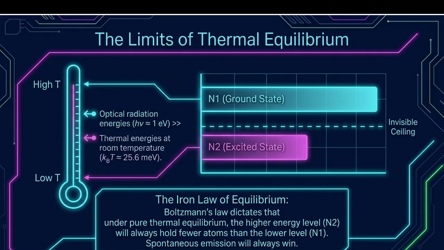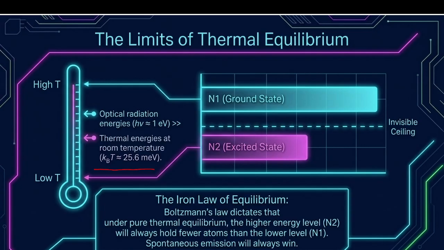And talking about the limits of thermal equilibrium, when we are talking about the temperature, if you are increasing the temperature, then the N1 ground state population will be higher. Optical radiation engineering: this is the thermal energy at room temperature, 25.6 milli electron volt, and the optical radiation energy h nu is equal to 1 electron volt. So N1 is the ground state, N2 is the excited state.